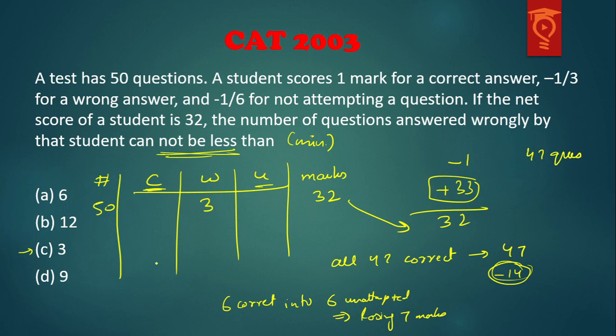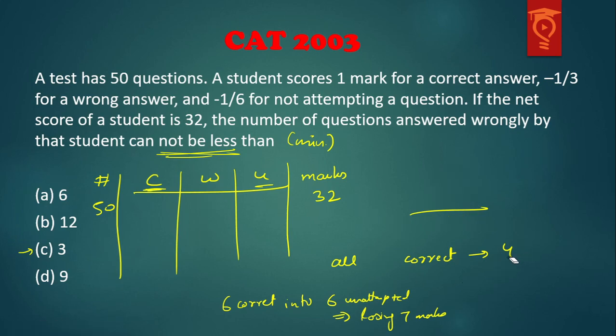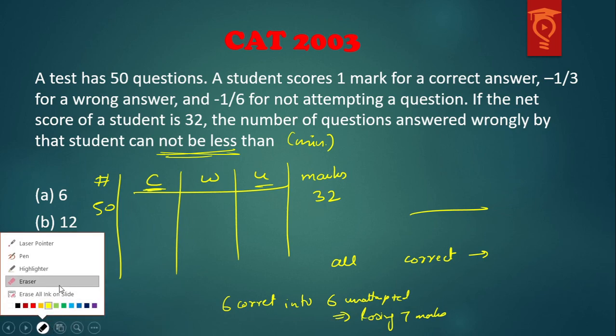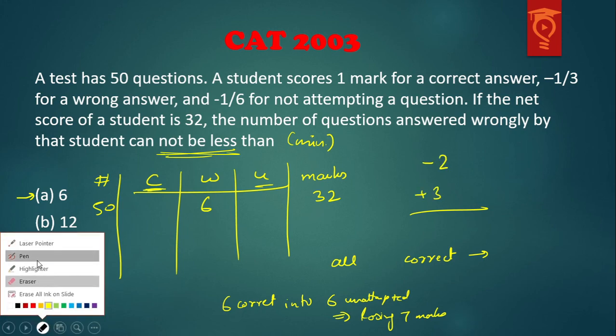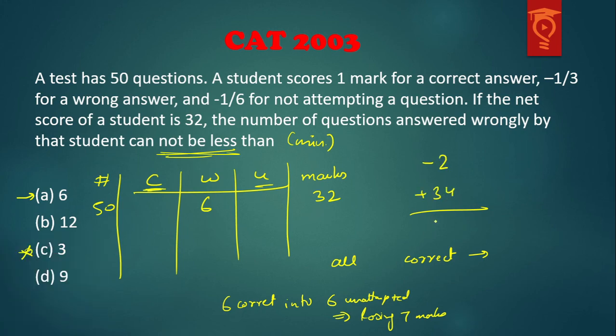Had you tried any other option, okay, if you want I can show it to you. Yeah, this remains constant, that 6 correct answers are converted into 6 unattempted to make us losing 7 marks. So if I took another option, that is 6, so 6 wrong answers have already given me -2, so I have to score 34 positive marks so that my final score becomes 32. Now how many questions are remaining? So out of 50 questions, 6 I have already done wrong, 44 remaining.